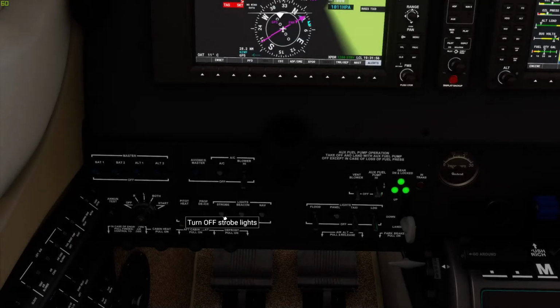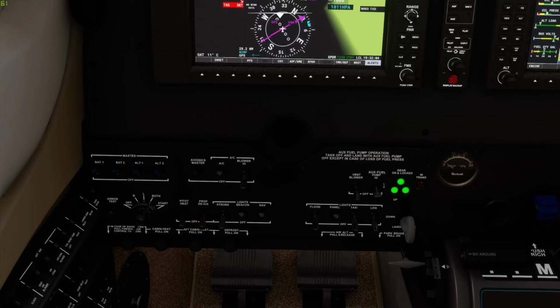Okay, so that's why we only turn the strobes on when we enter the runway, basically because it's just a bit of a hazard and it's annoying to other people. Next we have the taxi and landing lights.